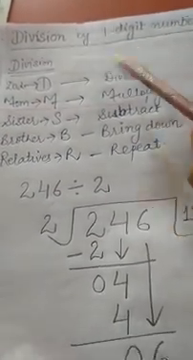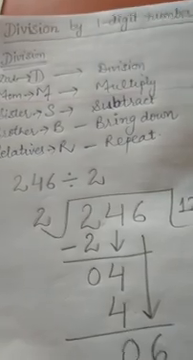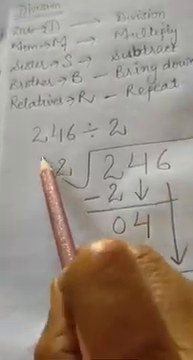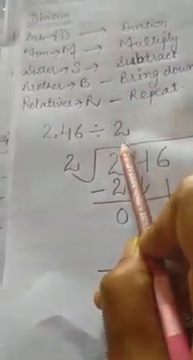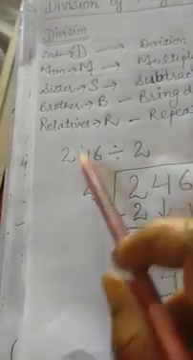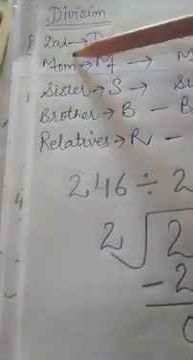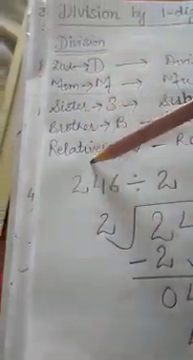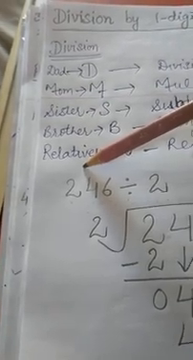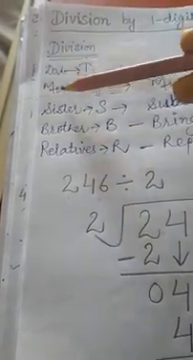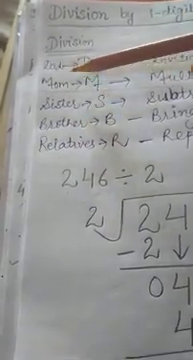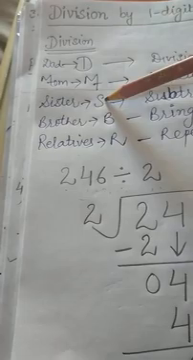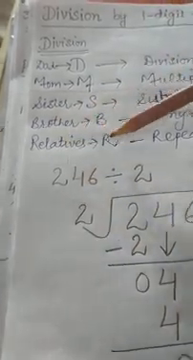Here students, today's topic is division by one digit number. Here you can see one example relating to this: 246 divided by 2. This is the symbol of division. We will do this division with the help of your dad, mom, sister, brother, and relatives. We will take D from here, M from here, S from here, B from here, and R from here.